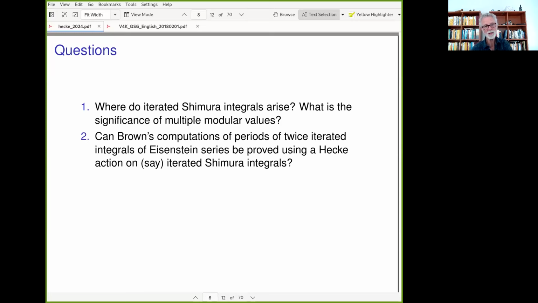Right, so somebody once said to me, I don't know if this is true or a standard idea in number theory, and I can't remember who it was, that if you see cusp forms, for example, or modular forms appear somewhere, they should be explained by an action of the Hecke algebra. So the question then is, can Brown's computations of periods of twice iterated integrals of Eisenstein series be proved using a Hecke action on, say, iterated Shimura integrals?